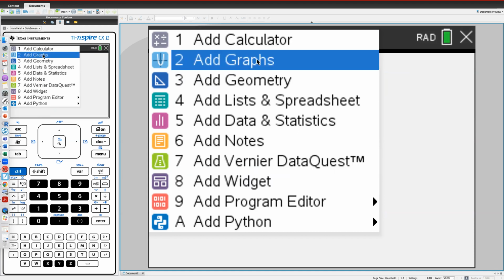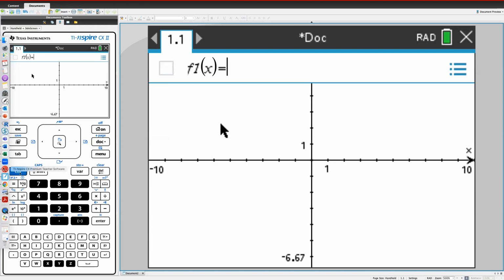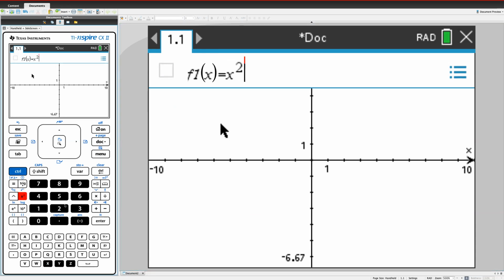All right, I want you to go to add graph. The original function they gave us, I have forgotten. What was the original function they gave us? X squared minus 3. Great. But we had a restriction.